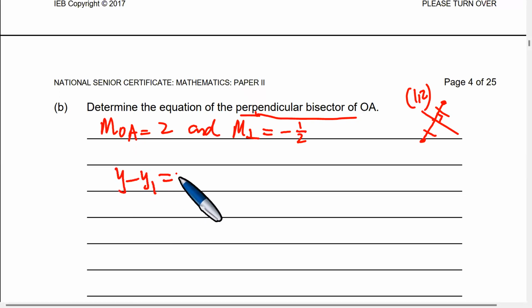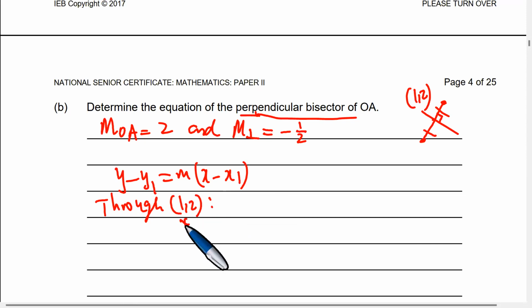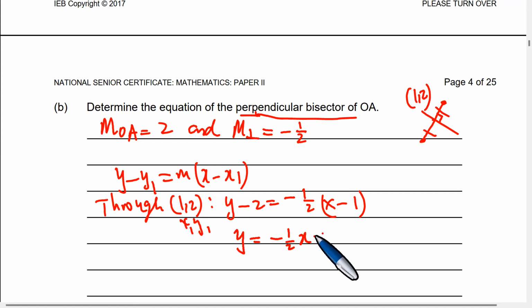y minus y1 is m into x minus x1. This line is passing through 1, 2. So y minus y1 equals m, which for the perpendicular is minus 1/2, times x minus x1, which is 1. So it's minus half x plus 1/2 plus 2. Minus a half plus 2 is 2.5, which is 5 over 2, if you like. So that is the equation of the perpendicular bisector.